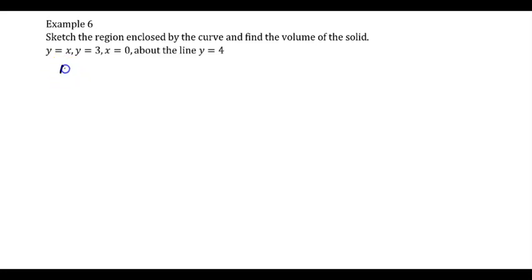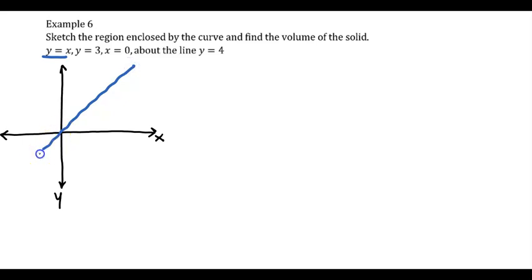I'll begin this example by sketching the region that we're working with. Make sure and label both your axes. I'll sketch the line y is equal to x. It's a line with slope of 1 that goes through the origin. Then I will sketch the horizontal line, y is equal to 3. And I will label it because we will have another horizontal line that we're sketching. We have a vertical line at x is equal to 0. That's simply the y-axis. And then all of this is going to get revolved around the line y is equal to 4. So first, let's just find the region that's bounded.